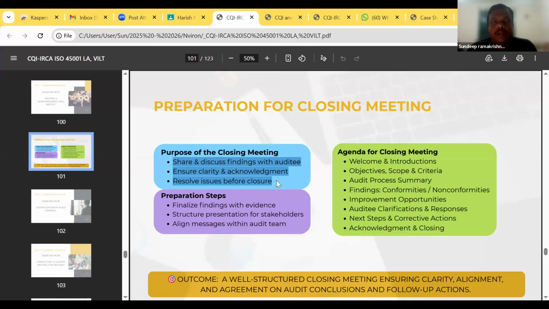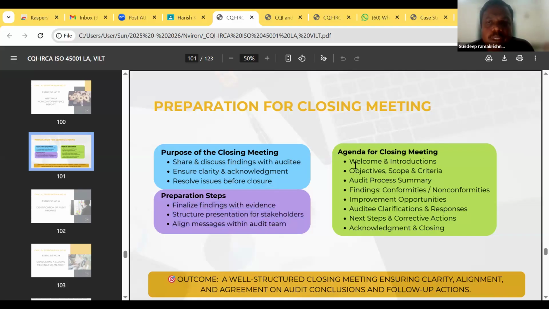Before going into the closing meeting, you can have a half-hour meeting with your team members to finalize findings with evidence. Then structure your presentation for the stakeholders and align messages within the audit team. So these are the preparation steps.